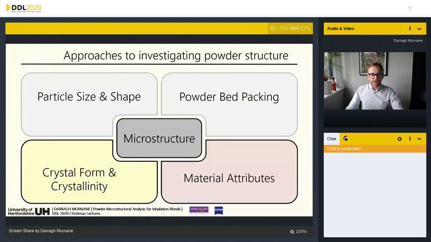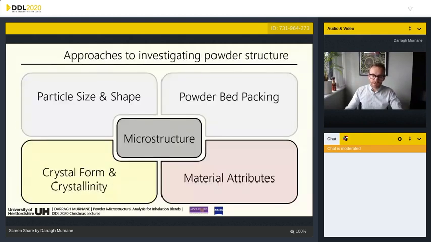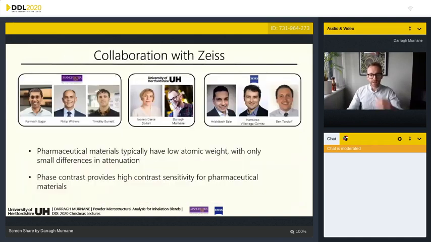So if we think then around the microstructure, we've looked to see that we're able to pull out particle sizes and shapes. We're able to look at aspects of powder bed packing to see where those particles are located. The next step is really, can we start to look at functions of material attributes and crystal form and crystallinity on that microstructure? And this is where our colleagues and ourselves started to collaborate with Zeiss.